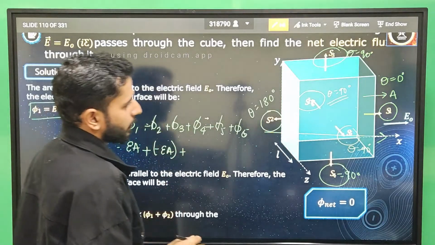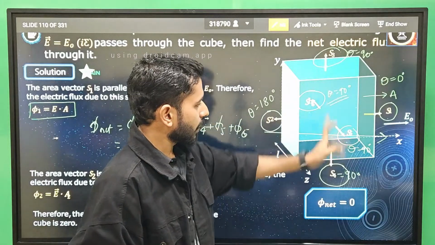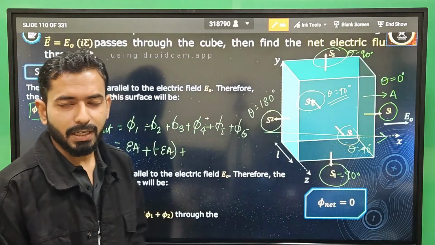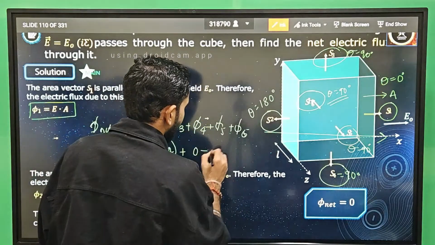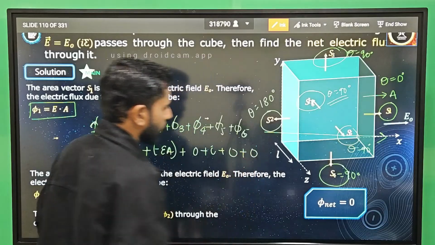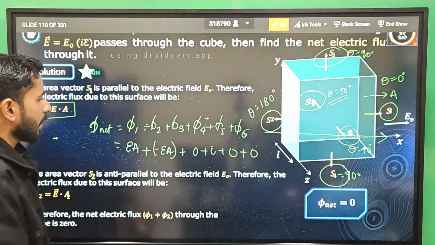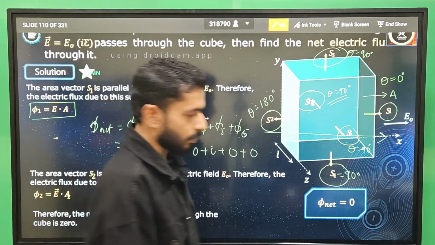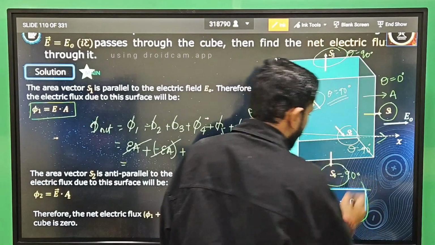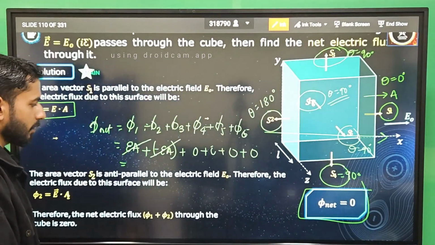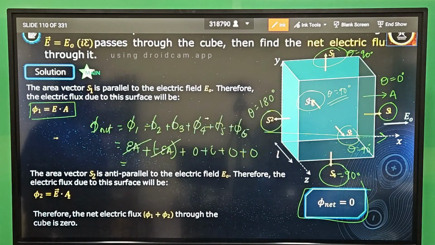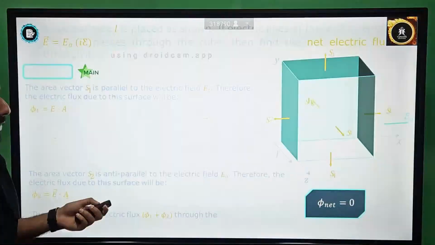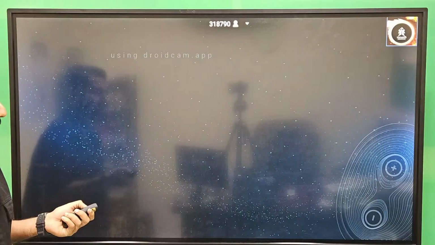Plus phi 3, phi 4, phi 5, phi 6. All of them are at theta equal to 90 degree, that means cos of theta is 0. Can you say all of them are nothing but 0? They are not contributing to the flux because no flux is passing through these faces. And if you now solve, what will you get? 0. That means the net flux passing through this cube is 0. This is clear. So the answer that is coming will be quoted as 0. How are we getting it? Is it clear? We have analyzed every single face.